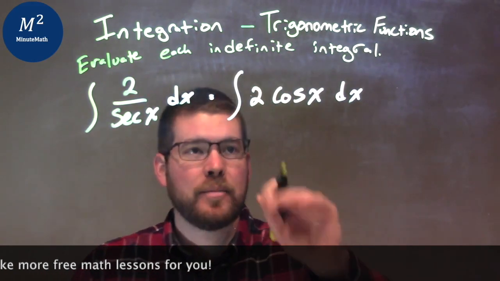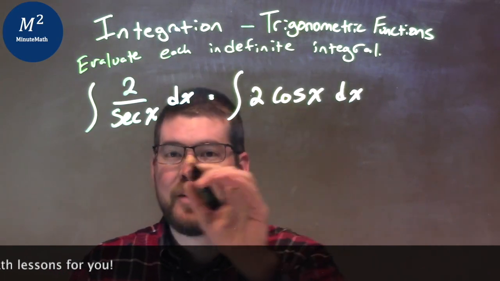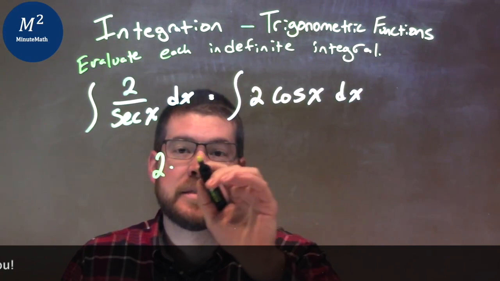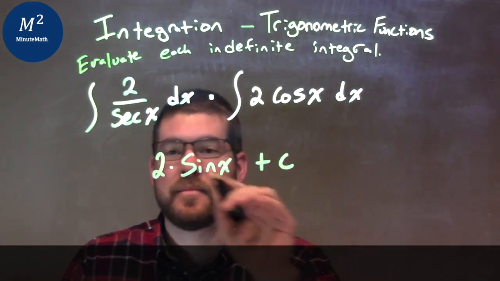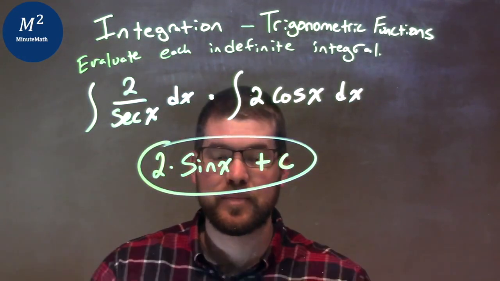Now I can easily take this one, right? The integral of cosine is sine, so the constant is out front. And then the integral of cosine is sine, so it's sine of x here. And then plus c. That's it. Our final answer is 2 sine of x plus c.